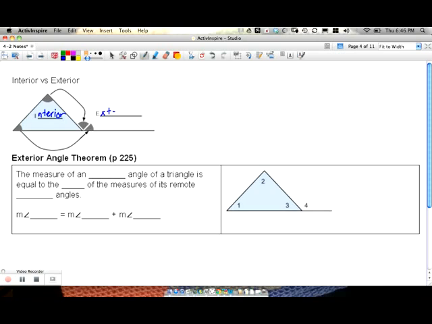So the measure of an exterior angle of a triangle is equal to the sum, in other words, we got to add these two together, of the measures of its remote interior angles. So notice that if we had labeled these 1, 2, 3, 4, we're looking at 4, and we don't want 3, we want the other 2 out here. So 1 plus 2 equals 4. That's kind of weird, but the measure of angle 4, pardon me, is equal to the measure of angle 1 plus the measure of angle 2.